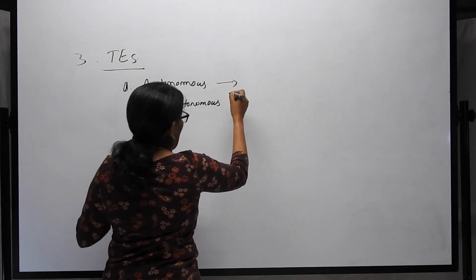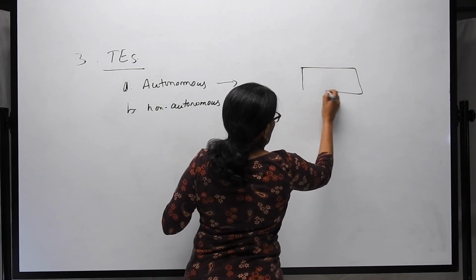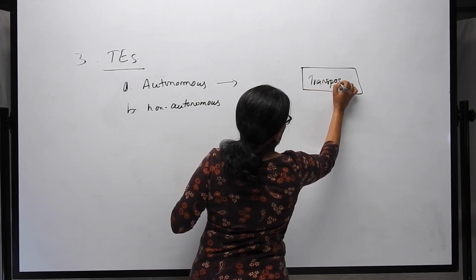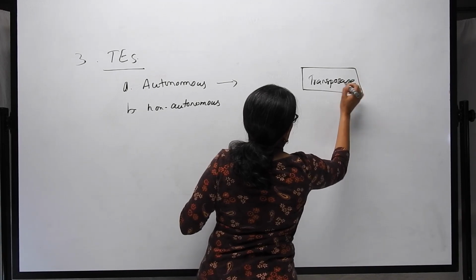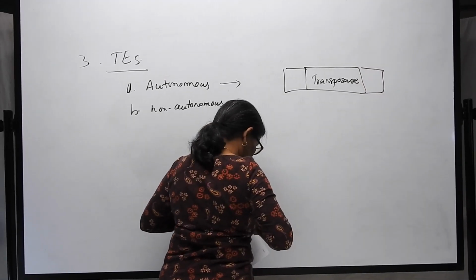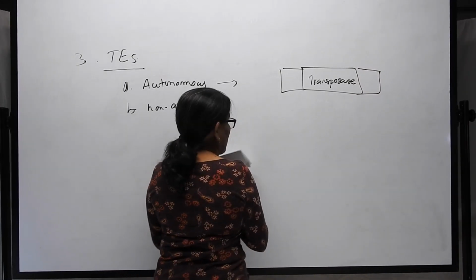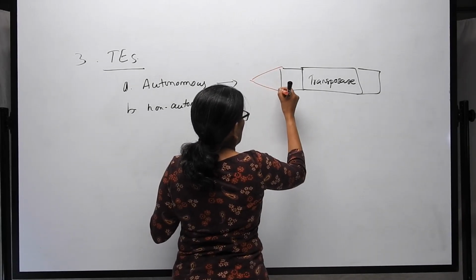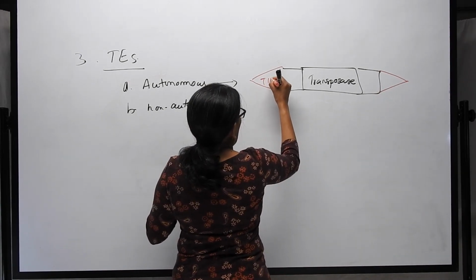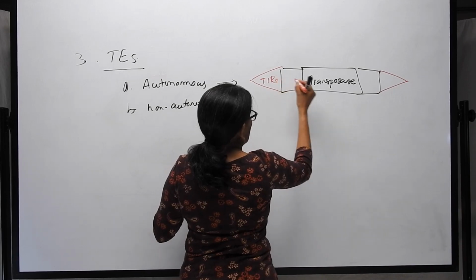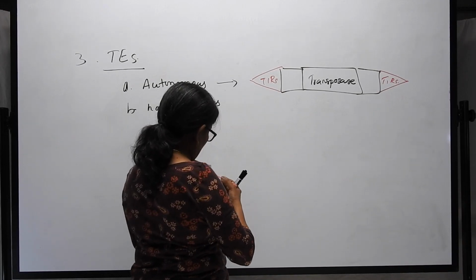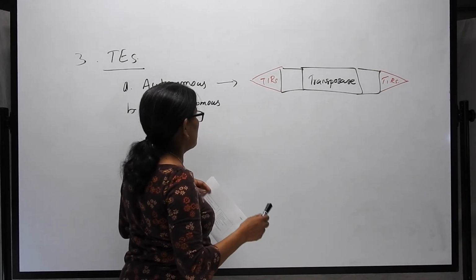Autonomous elements have a characteristic gene that codes for transposase, and they have characteristic terminal inverted repeats. These repeats are usually more than 16 bases long.